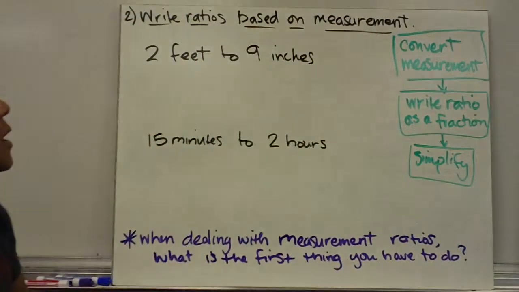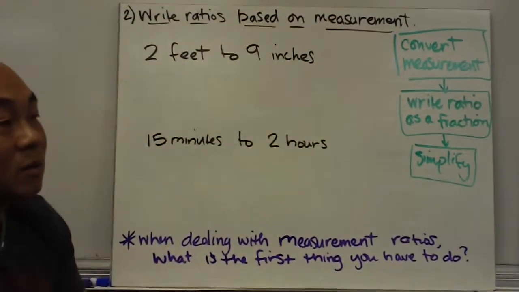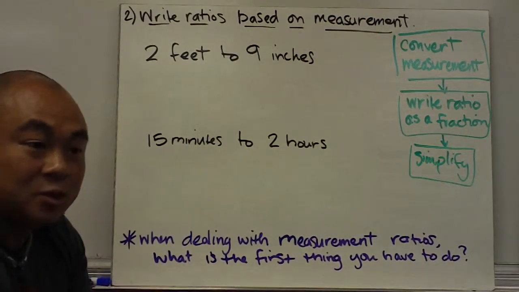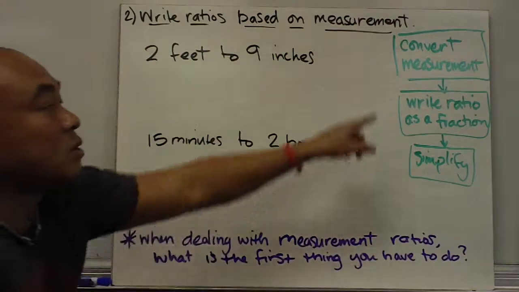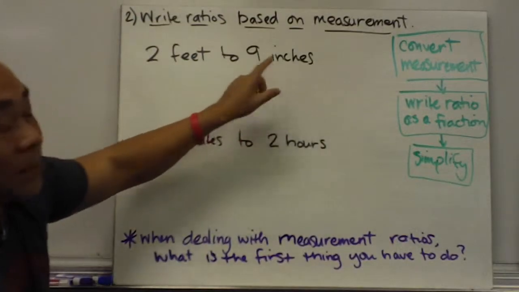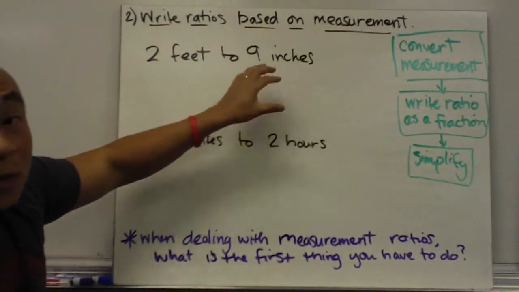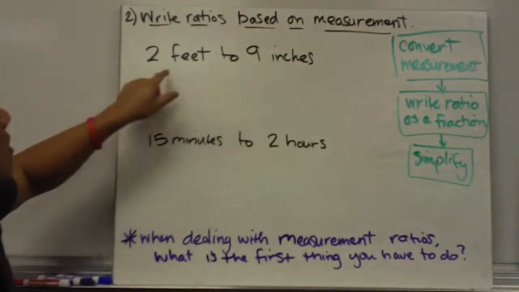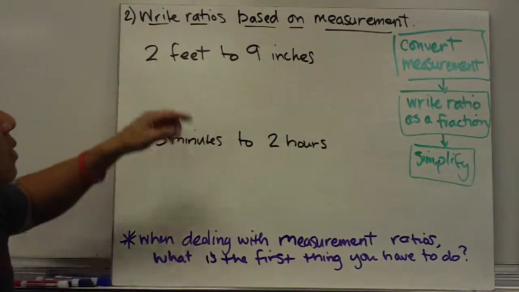Okay. Alright, so now what happens if we have ratios that are based on measurement? Because measurement can be converted, the first thing we're going to do is convert your measurement. Here I have 2 feet to 9 inches. I'm not going to convert the 9 inches, because to make 9 inches into a foot, I'd need 3 more, so it becomes 12. Since I have 2 feet here, I'm going to convert the 2 feet back into inches.